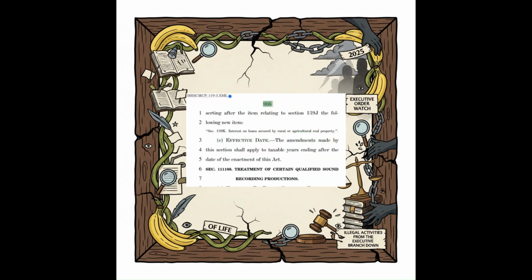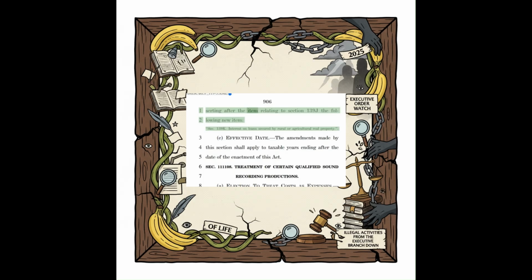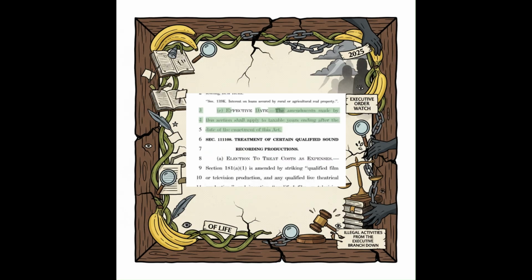Aquaculture facility. The term aquaculture facility means any land, structure, or other appurtenance that is used for aquaculture. 906. Inserting after the item relating to Section 139J the following new item: Sec 139K, interest on loans secured by rural or agricultural real property. ED. The amendments made by this section shall apply to taxable years ending after the date of the enactment of this Act.